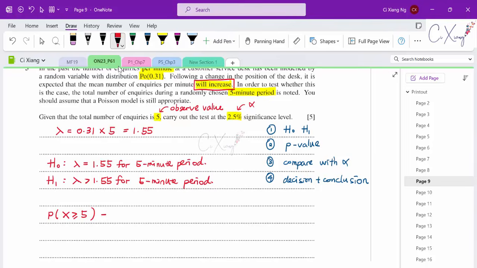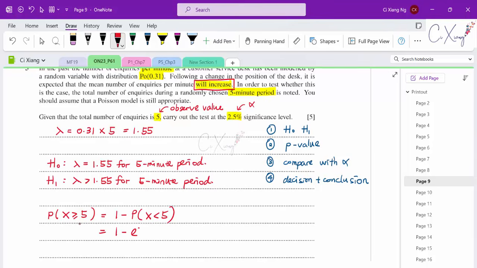Alright, so now after you decide, the p-value is calculated by using this formula. Please write out the formula for the Poisson distribution. I cannot find x greater than or equal to 5 directly in Poisson, because it will be x equals 5, then x equals 6, and then up to x equals infinity. Therefore, I have to take 1 minus the probability of x smaller than 5.